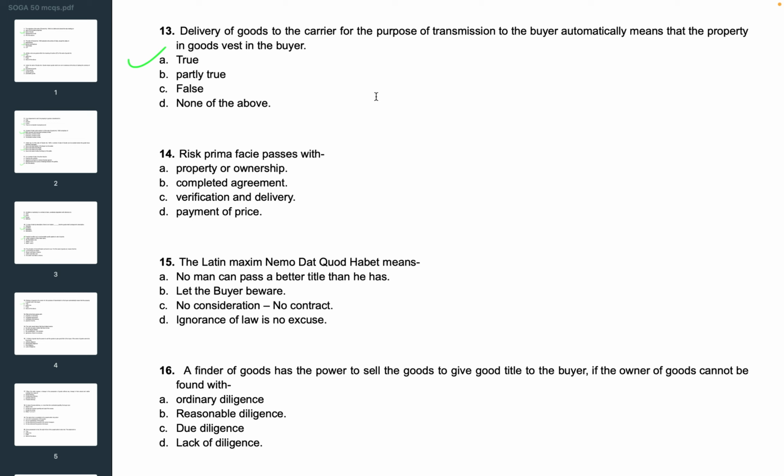Next question. Risk prima facie passes with A. Property or ownership, B. Completed agreement, C. Verification and delivery, or D. Payment of price. The correct answer is A. Property or ownership.